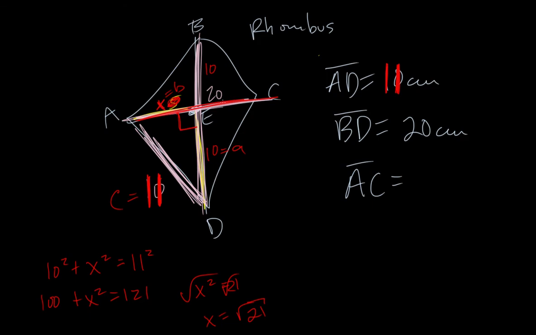But then we have to double that because diagonals bisect each other. Just this portion is the square root of 21, so we need another square root of 21. So I'm just going to say 2 square root of 21. Once again, you can plug it into a calculator and figure out the exact value, or a decimal approximation that will help you understand a little bit better. But if you leave it like that, I'm okay with that.